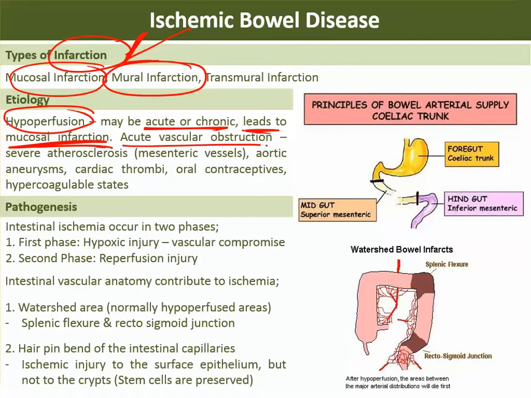Now acute vascular obstruction, such as thromboembolism and atherosclerosis, will immediately block the blood vessel. That can come from aortic aneurysm, cardiac thrombi, oral contraceptives, hypercoagulable states. These are the conditions that cause acute vascular obstruction, which will usually produce transmural infarction. Very, very important, because if somebody has thrombi in the heart, we discussed systemic embolism in pathology, which you should never forget in your life. In the hemodynamic chapter, we discussed embolism. In that, we discussed two types of embolism. What are they?